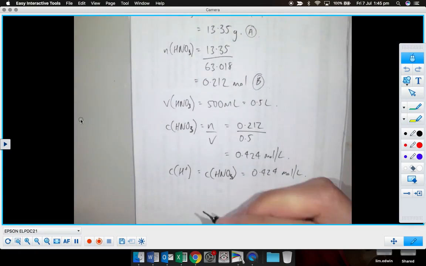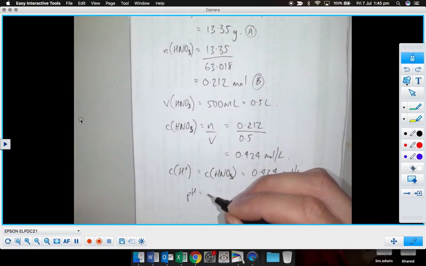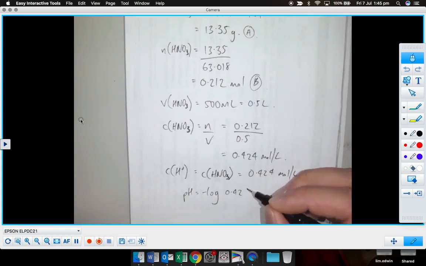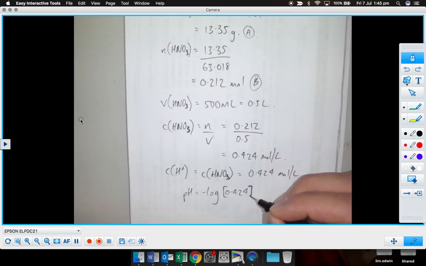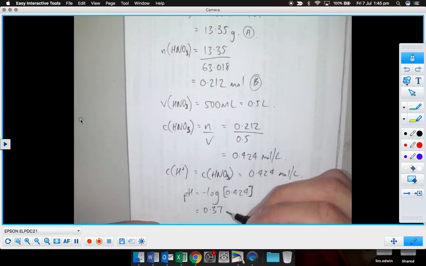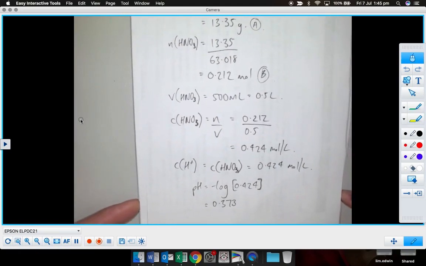Now we can solve for the pH. pH is equal to negative log 0.424. Negative log answer is 0.373. Okay, remember there's no unit in the pH.